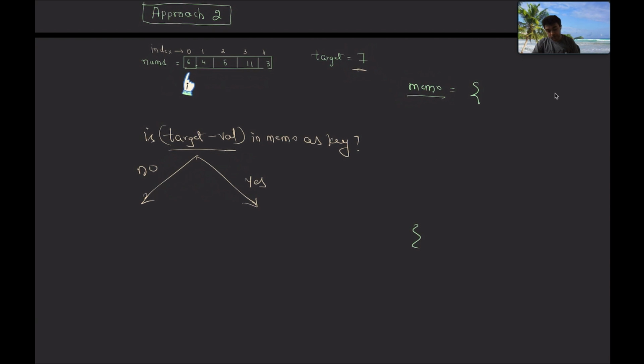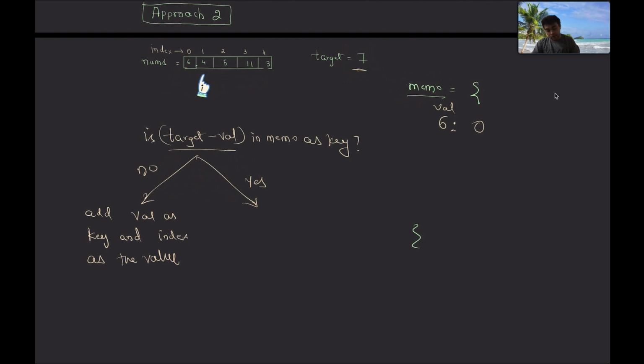So if we don't have it, we add this as index. So let me add this value as index. So this is the val, and I'll add the corresponding index, which is 0. So what did I do? I'll add val as a key and index as the value. Now let's move this I pointer to the next one.